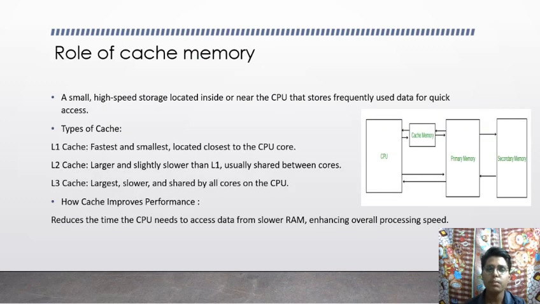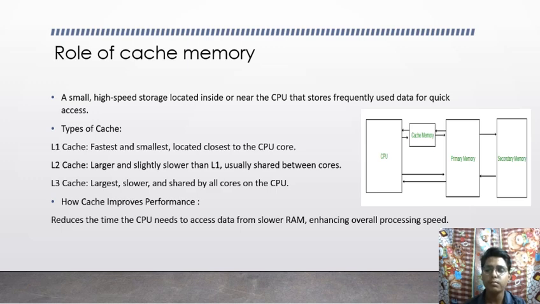Role of cache memory. A small, high-speed storage located inside or near the CPU that stores frequently used data for quick access. Types of cache. L1 cache: fastest and smallest, located close to the CPU core. L2 cache: larger and slightly slower than L1, usually shared between cores. L3 cache: largest and slower, shared by all cores on the CPU. How cache improves performance: it reduces the time the CPU needs to access data from slower RAM, enhancing overall processing speed.